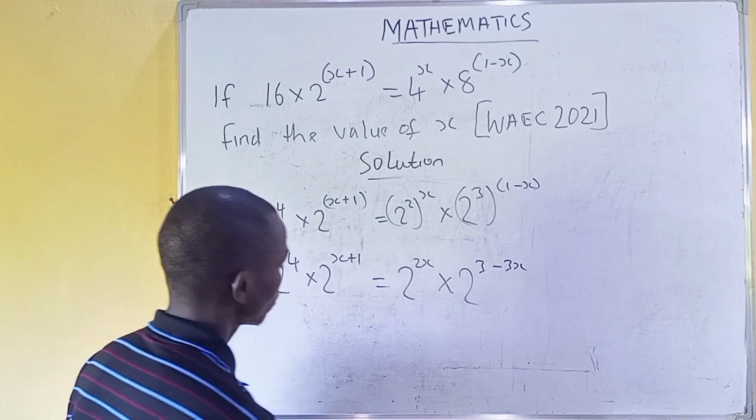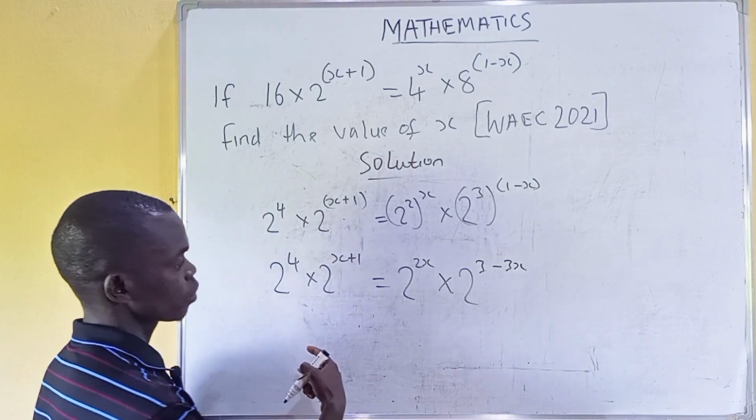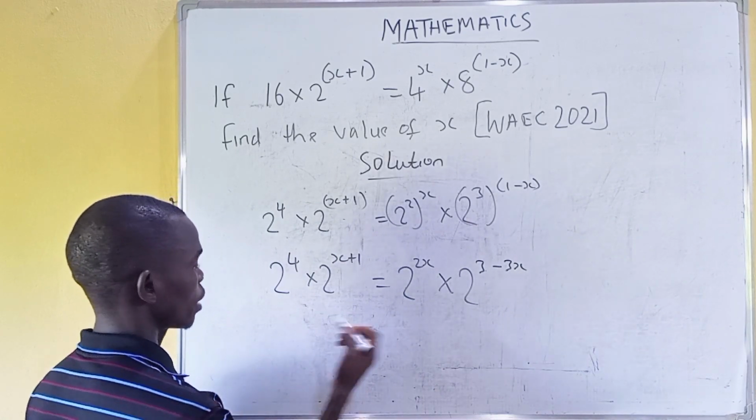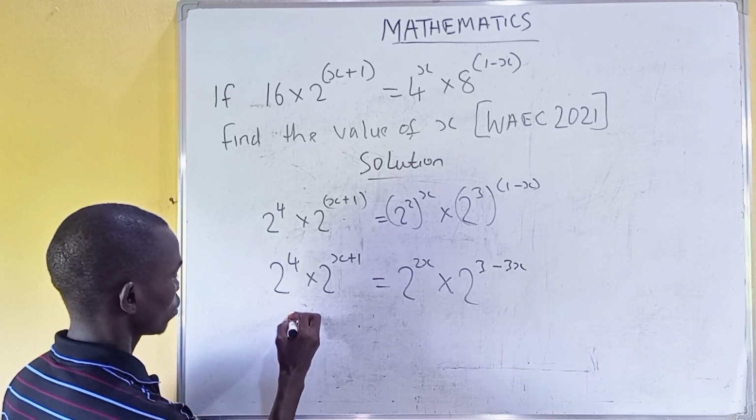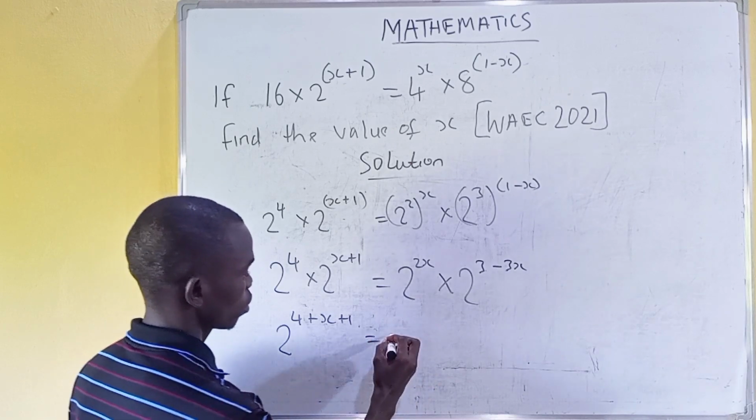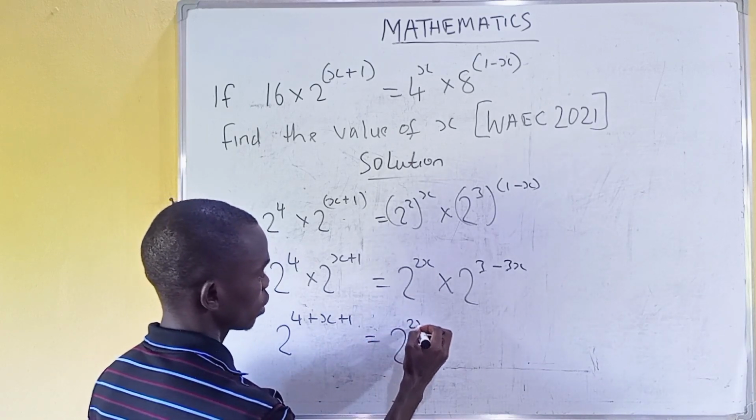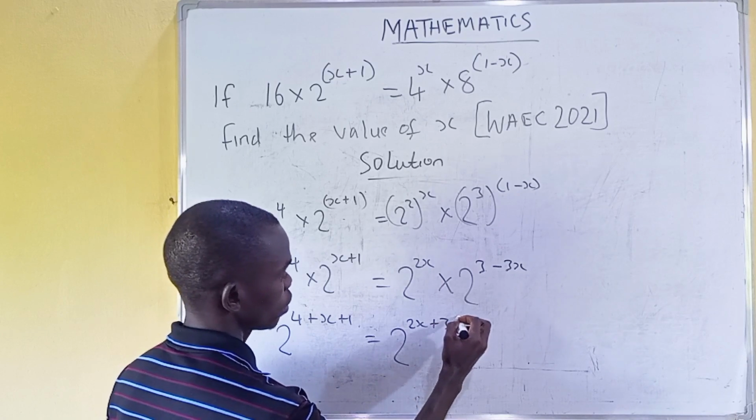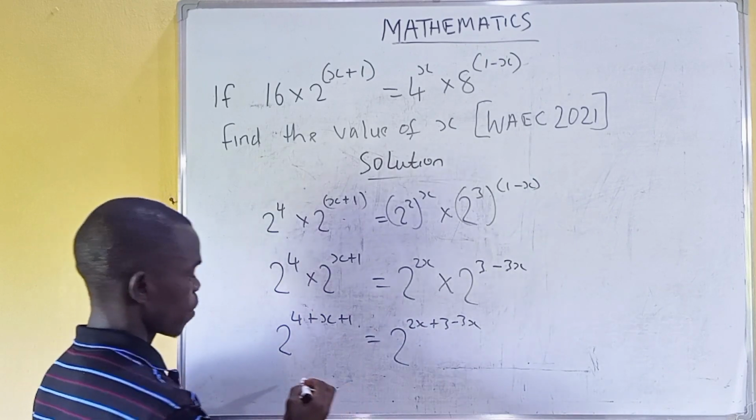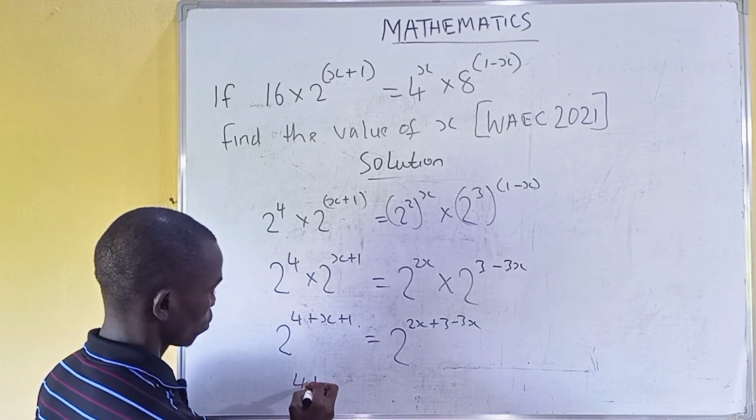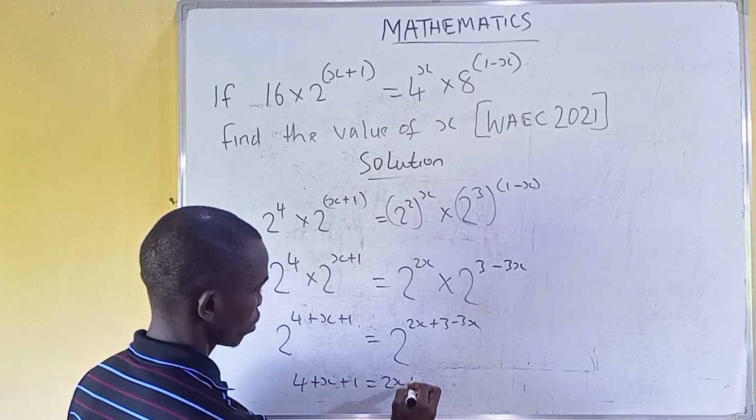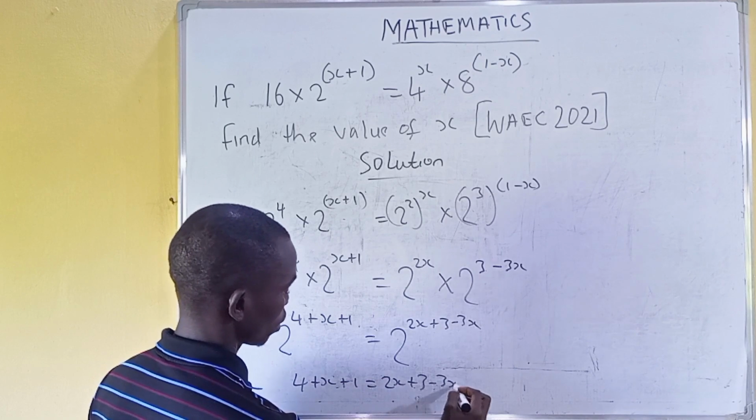If you look at the question, the left side is a multiplication law, the right side is a multiplication law. And for multiplication law, we add the power. It will now be 2 raised to the power 4 plus s plus 1 equals 2 raised to the power 2s plus 3 minus 3s. Since the bases are the same now, we equate the power, which is 4 plus s plus 1 equals 2s plus 3 minus 3s.